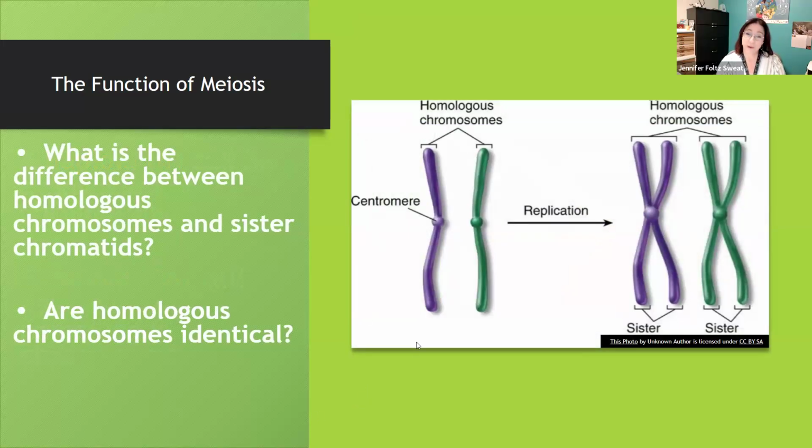So this should be a reminder by now, but homologous chromosomes are not identical. They carry the same traits or genes, right? But you could have different alleles. Whereas sister chromatids are identical. They occur after S phase of the cell cycle and they are joined by the centromere. So the purples are identical, the greens are identical, but the green sister chromatids are homologous to the purple. Does that make sense to everyone?